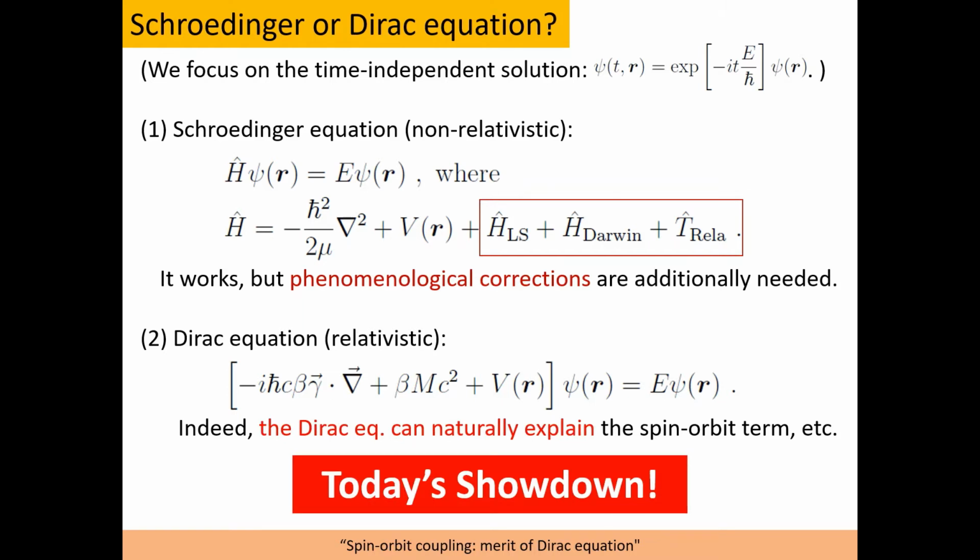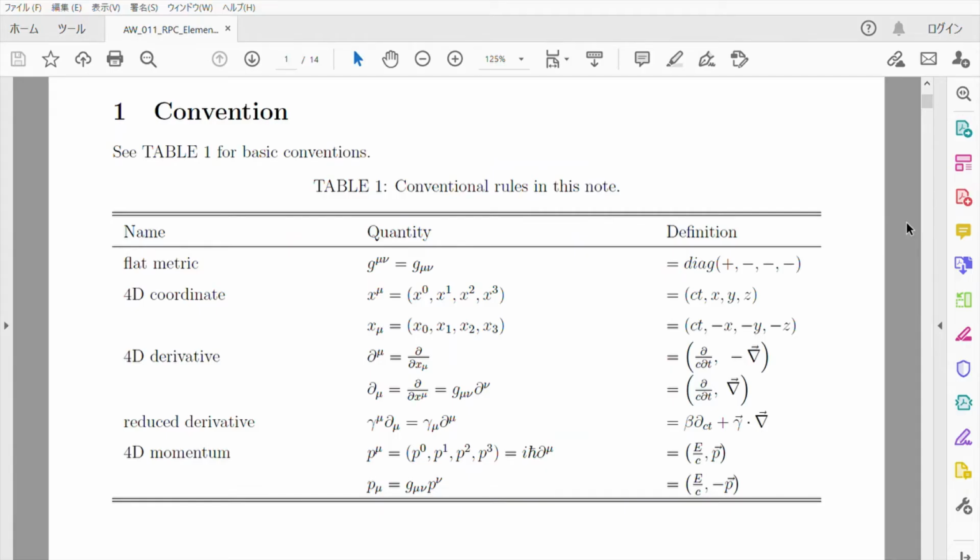So the goal of today's presentation is simple. That is, to show how the Dirac equation naturally explains this spin-orbit coupling, the Darwin term, and the relativistic corrections. Alright, so now I change to my notes here.